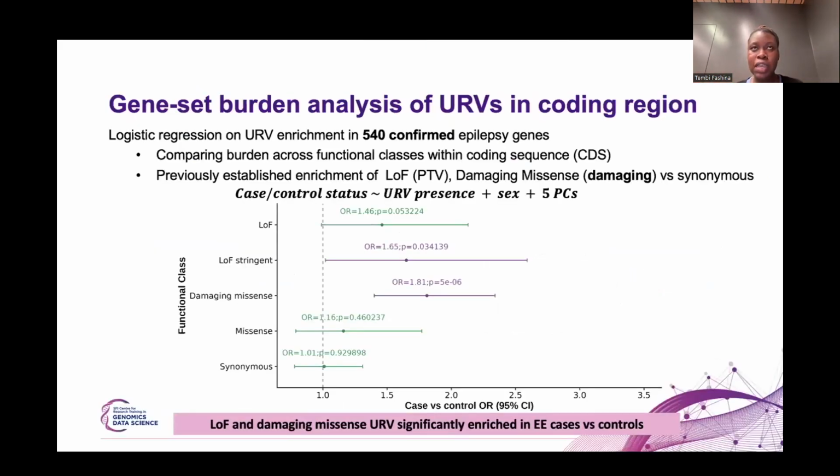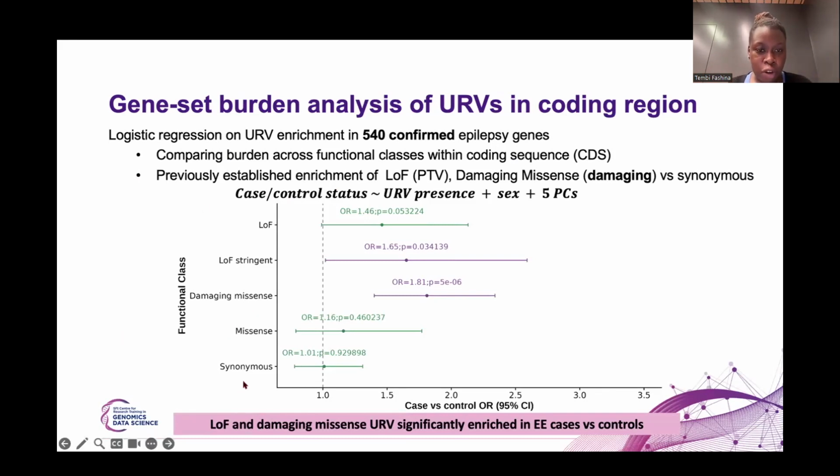coding region. So this is our sanity check, because if you cast your mind back a few slides ago, I mentioned that we have started to see evidence that ultra-rare variants in the coding region are enriched in cases compared to controls. So we're just trying to ensure that we could see the same effect in the GEL cohort. So I ran a logistic regression here using case control status based on the presence of ultra-rare variants in any of the 540 epilepsy genes, and using sex and the first 5 principal components as covariates. So that's supposed to account for population structure.